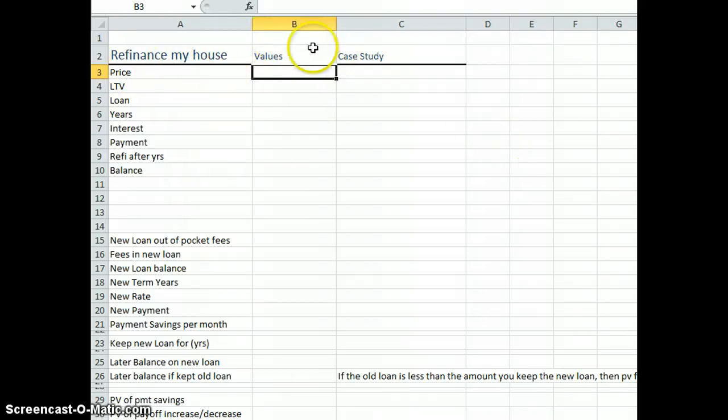So the first thing, we have our set of variables. I don't have them up on the screen, but the house is going to cost $265,000. And then our loan to value is going to be 80%, and so the loan will equal our price multiplied by our LTV. Then the total number of years will just be 30, and our interest is going to be 7%.